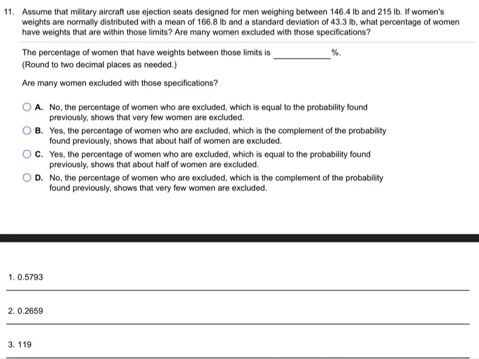Some of the military aircraft use ejection seats designed for men weighing between 146 and 215 pounds. Women's weights are normally distributed with a given mean and standard deviation. What percentage of women have weights within those limits? Are many women excluded? So that's the same thing. They just want a percentage. So is it inverse or normal? Normal, because you want a percentage. They're giving you the lower and the upper right there. It's a piece of cake. Nothing special.